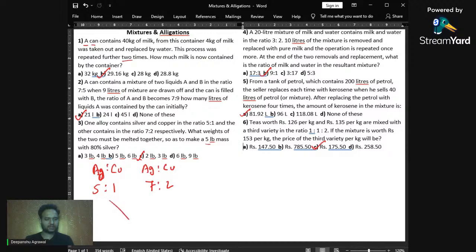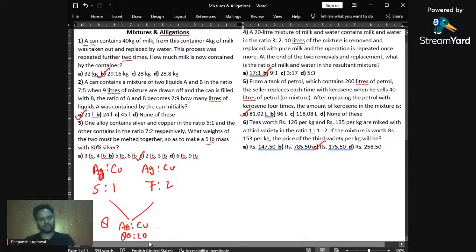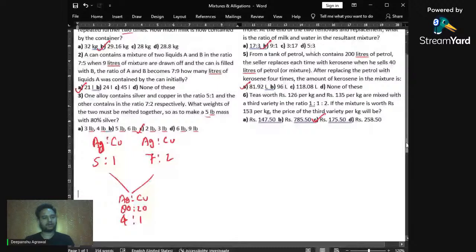So out of this, by melting both of them, I need 80% silver. So can I say that I need the ratio of silver and copper as 80 is to 20, right? Or we can write it as the ratio of Ag and Cu will be 4 is to 1 only. And if I change it to concentration everywhere, if I want to collect the share of Ag in all three mixtures, correct?